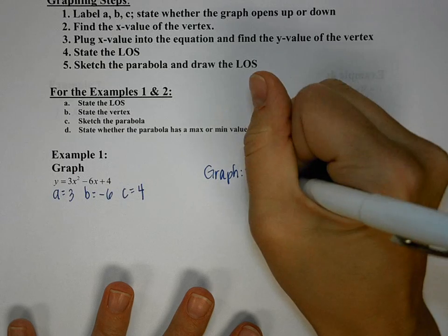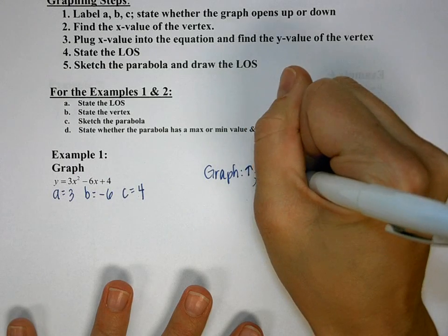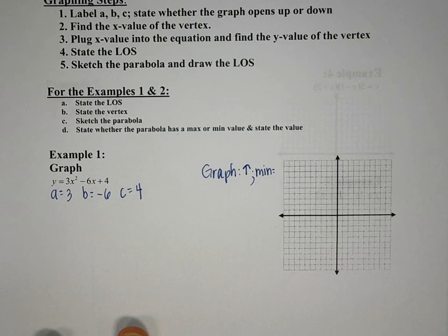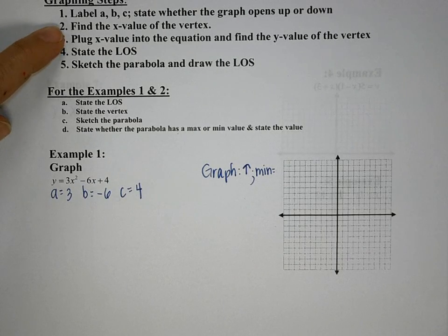Min. Very good. So it has a minimum value because everything else is greater. Okay, and at some point we'll write what our minimum value is. Okay, step 2 is to find the x value of the vertex.